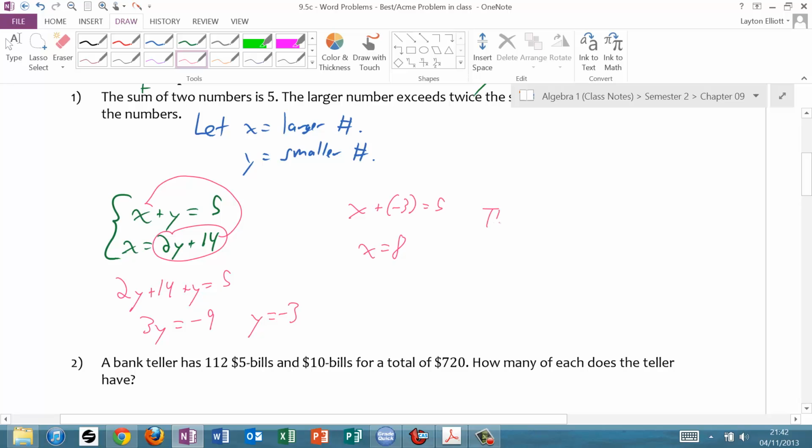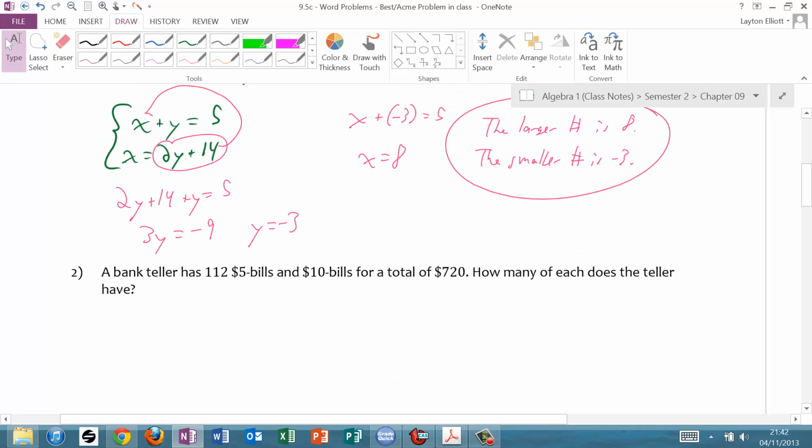We're going to rewrite this now. The larger number is 8. The smaller number is negative 3. Circle that, and let's move on.